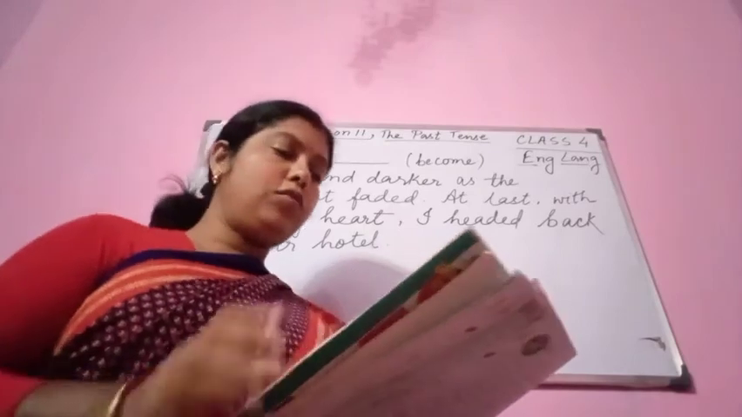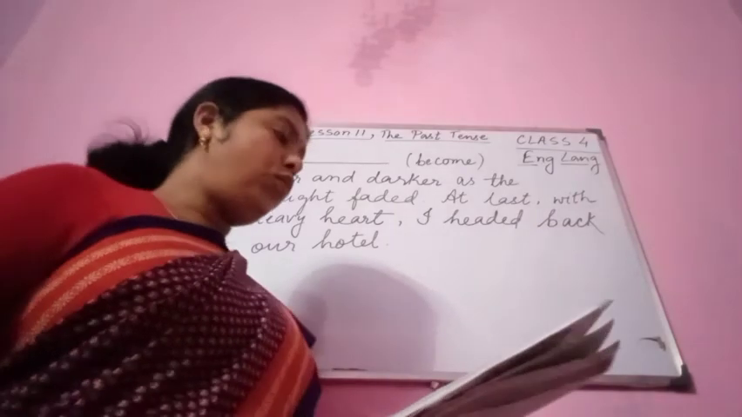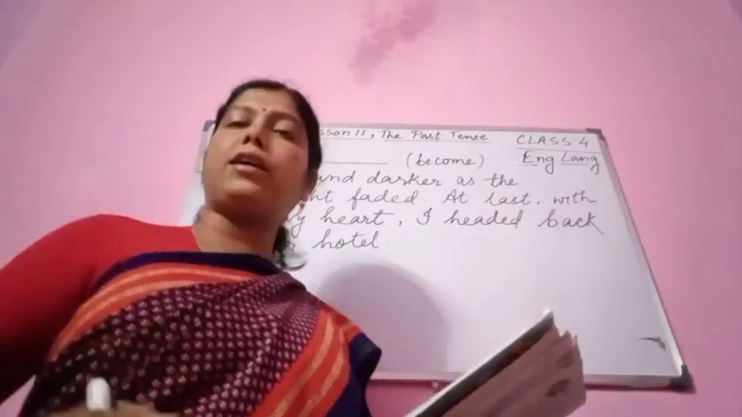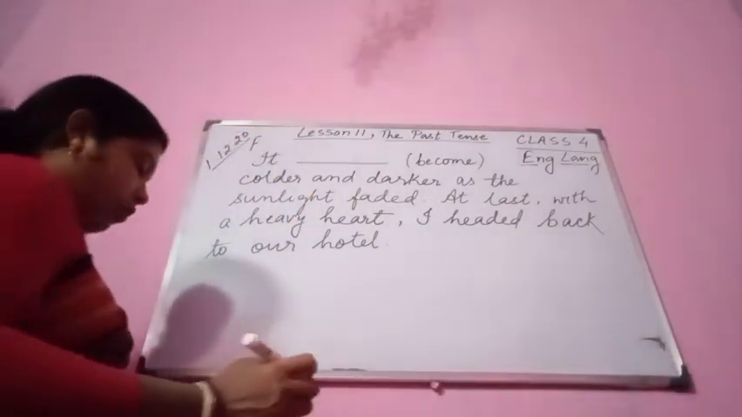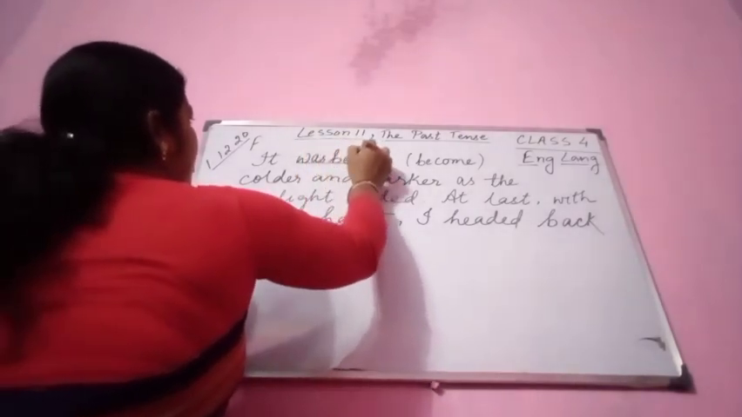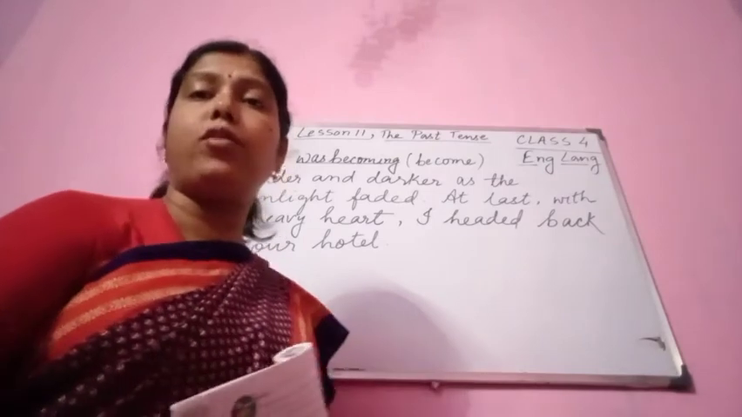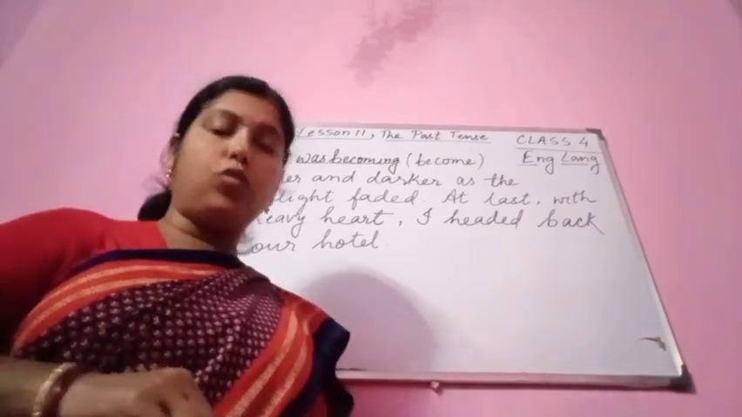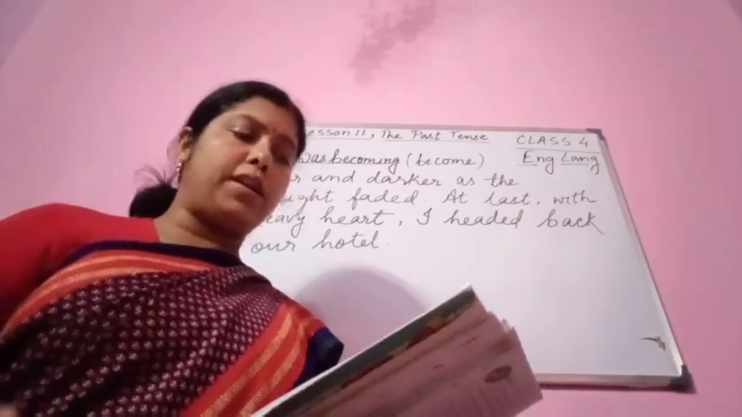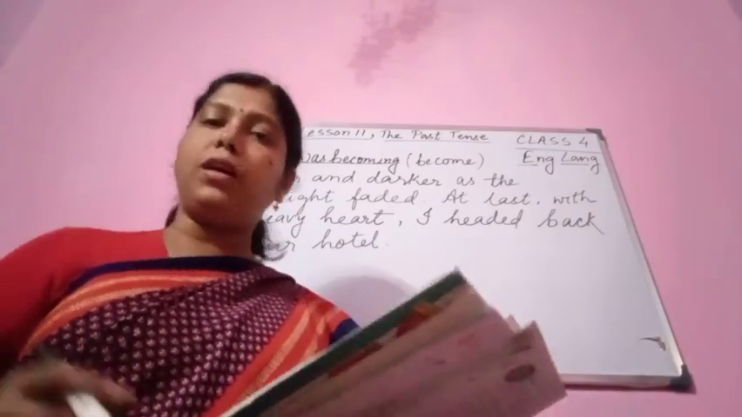Okay children, let us continue. So now you see here only the last sentence is remaining. So it was becoming colder and darker as the sunlight faded. At last with a heavy heart I headed back to our hotel. So you write down here, it was becoming colder. It was becoming colder because you see all of a sudden it is not going to become colder and darker, isn't it? All of a sudden it will not become colder and darker. So it will take some time. Gradually, slowly the process will happen. So it was becoming colder and darker as the sunlight faded. At last with a heavy heart, I headed back to our hotel.